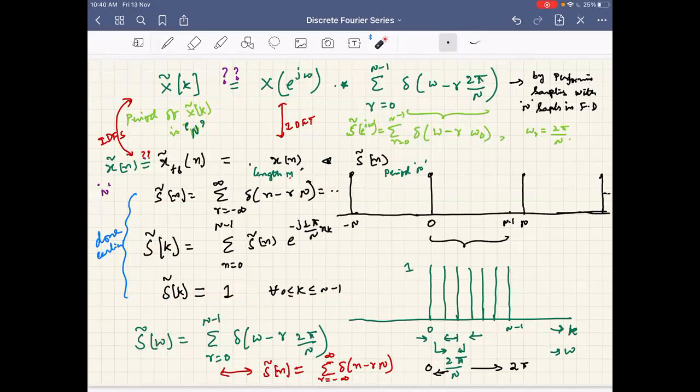S tilde of k has n samples, and these n samples in the frequency domain, how much is the period in terms of radians? How much do they span? They span n samples, 0 to 2 pi. Correct or not? If we consider in terms of omega in radians, they span 0 to 2 pi, and these are equivalent. Is this clear or not?